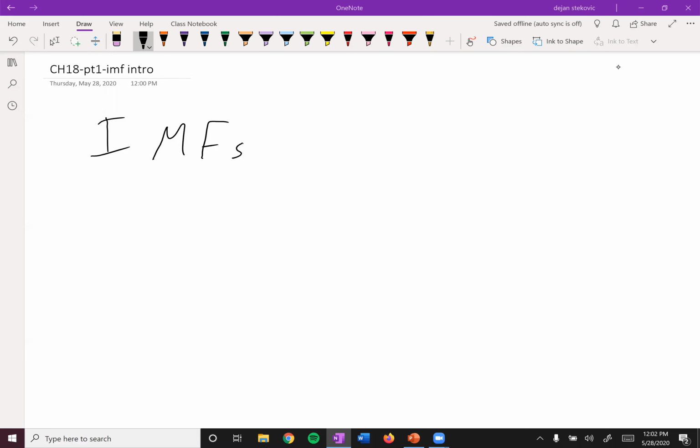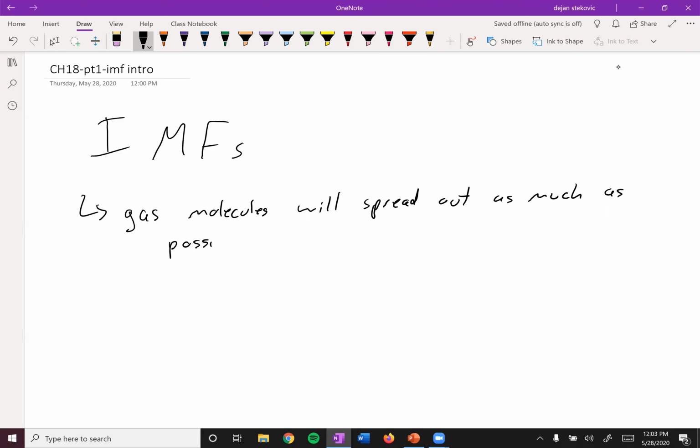All right, so let's begin our talk on IMFs. So think back to Chemistry 101 and think about a gas, right? Gas will take the shape and the volume of a container. And so what that means is that gas molecules will spread out as much as possible. So they're going to get as far away from one another as they can, and thus they're going to occupy the volume of a container.